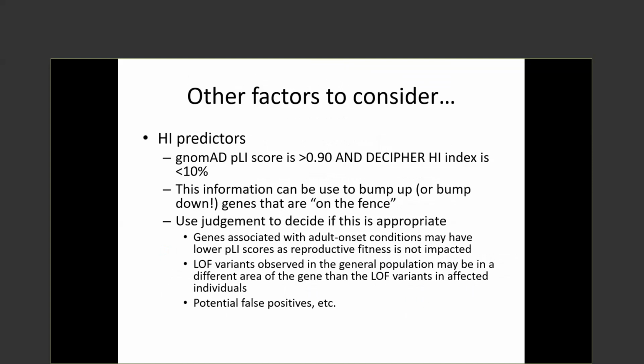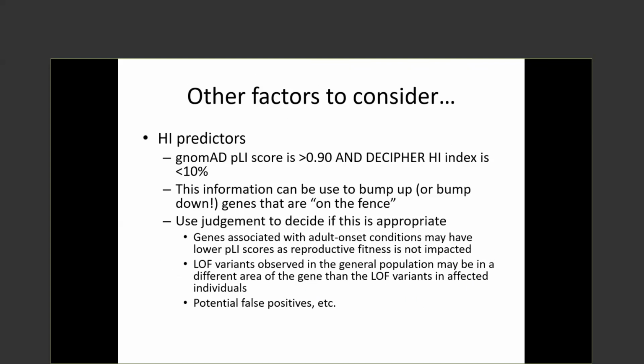Other pieces of information may support the haploinsufficiency evaluation, even though they're not necessarily used as primary evidence. This includes haploinsufficiency predictors, such as the gnomAD pLI and LOEUF scores and DECIPHER haploinsufficiency index scores. When these are in agreement and all indicate haploinsufficiency, they can be used to bump up or down genes that are on the fence between two scores.